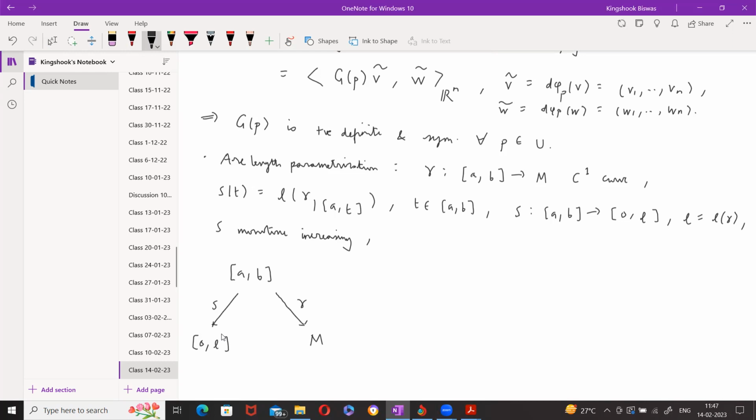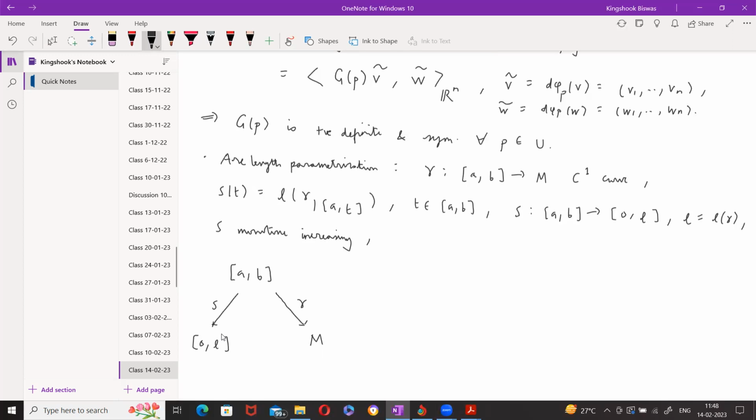So gamma induces an equivalence relation on the interval AB, where 2 points T1, T2 are equivalent if gamma T1 is equal to gamma T2, right? This is an equivalence relation induced by gamma. And the point is that this length function S respects this equivalence relation.